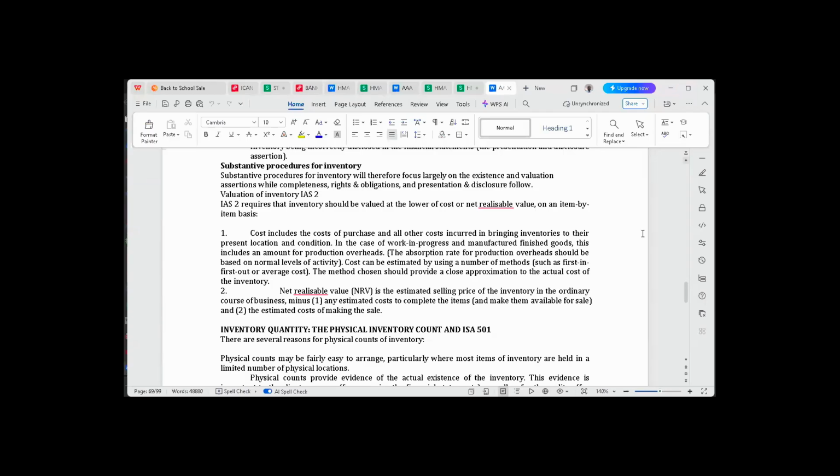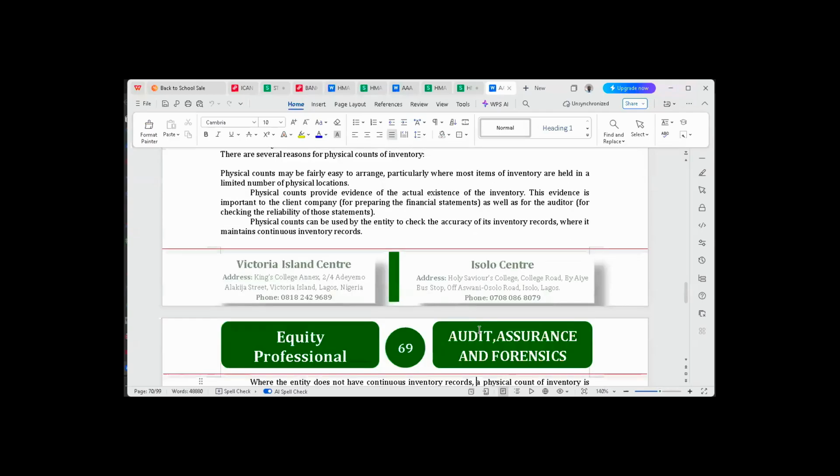Okay. Now, if you're looking at inventory quantity, the physical count. Remember I said that one of the assertions we need to test for inventory is existence. And how do you test existence of inventory? It is by performing an inventory count, right? So what are the things you need to do when you are performing an inventory count? Now, remember, inventory count is an audit activity that is being performed to be able to ascertain the quantity. Sometimes it can also be used to ascertain the value of those inventories that are stored or kept, whether in a warehouse or in a store.